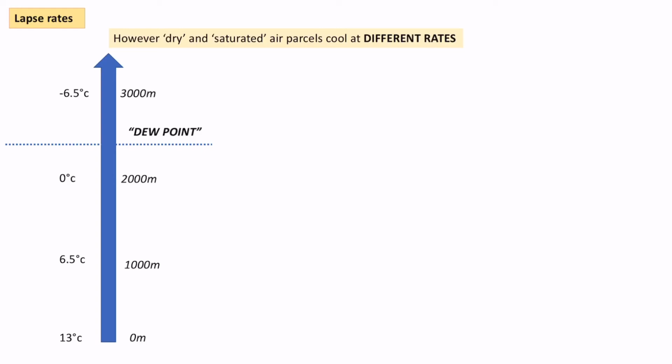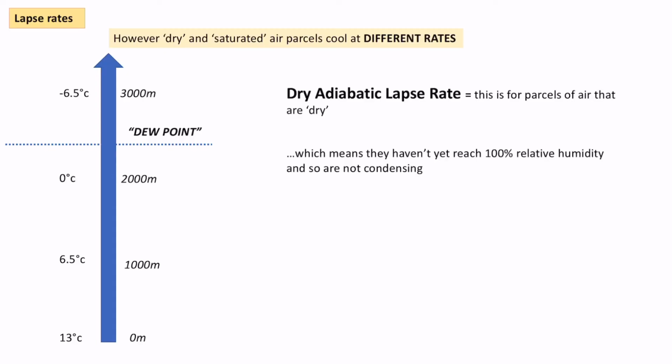I put on here the dew point. The dew point is basically the point at which the parcel of air is saturated, and that means it started to condense, otherwise known as the condensation point. So that will depend on the parcel, but I've put it here for this example. So if I look at the dry adiabatic lapse rate, that's the parcels of air that we would call dry. What I mean by that is they haven't yet reached that 100% relative humidity, and so are not condensing. They're not saturated. So that parcel of air is not full of water.